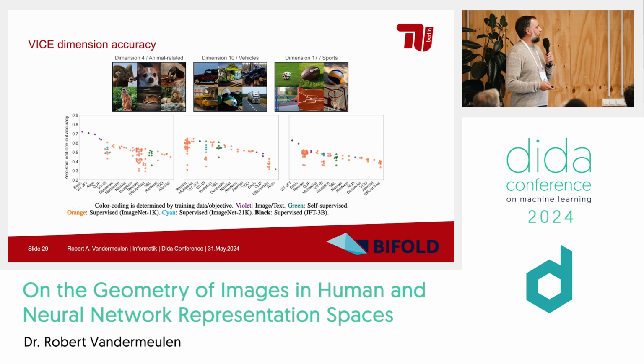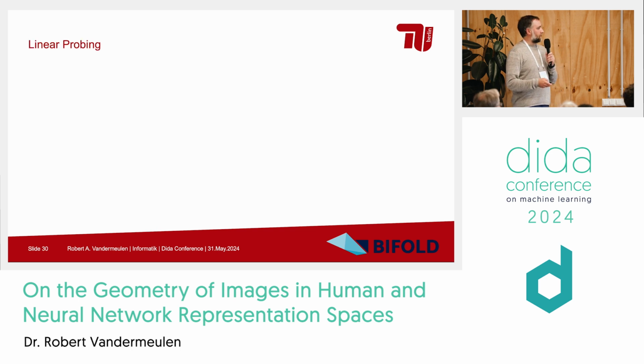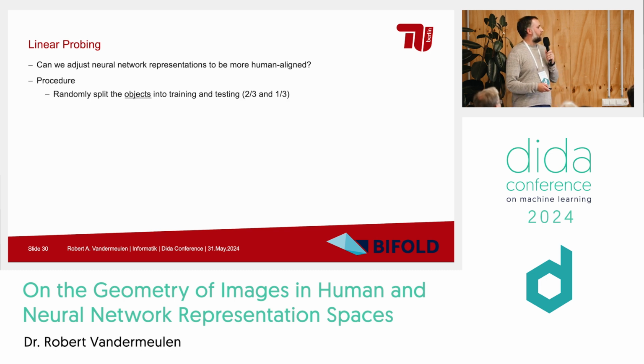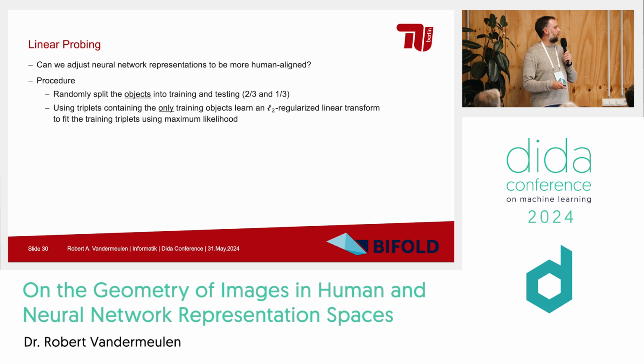But this sort of leaves an open question. Maybe these dimensions aren't naturally coming out in the representation, but maybe you can kind of dig it out of the representation. So we consider linear probing. Can we adjust the neural network representation to be more human aligned? What we do, this isn't so important, this is for a previous talk, is we randomly split the objects into 2/3 and 1/3, and we train the neural networks for linear probing on triplet problems for the 2/3, and we test on the 1/3.